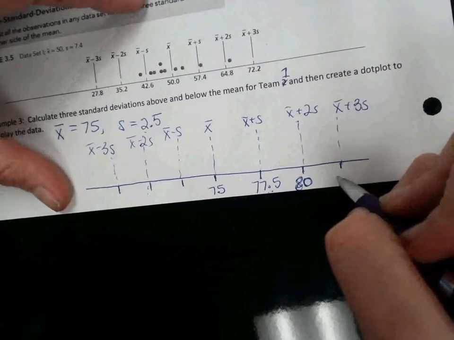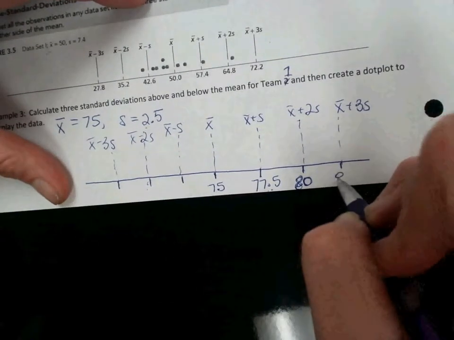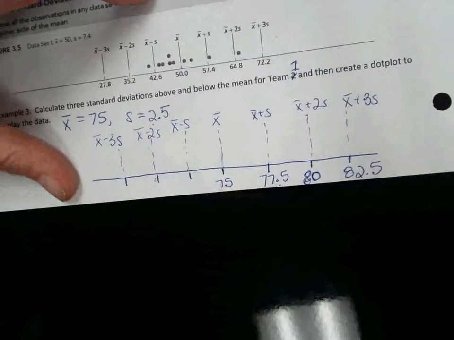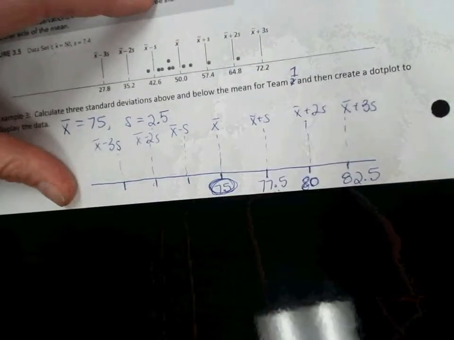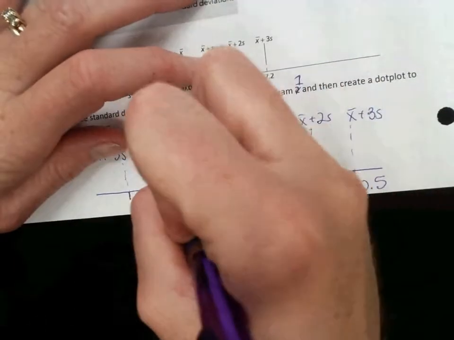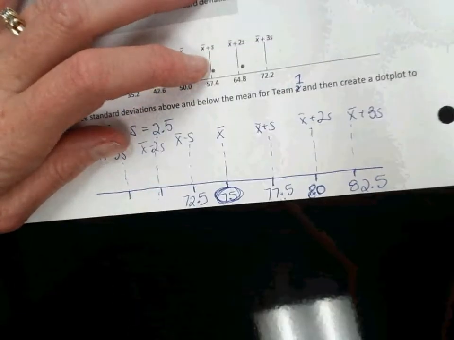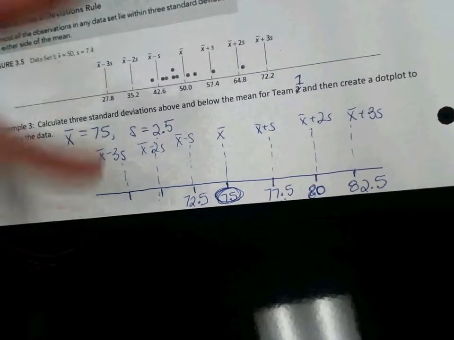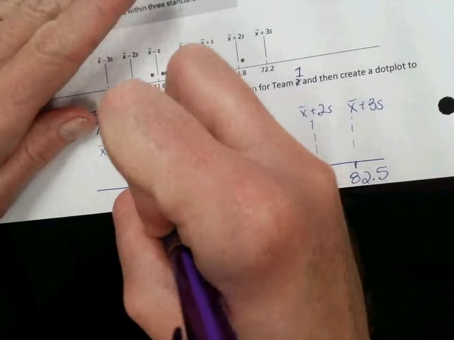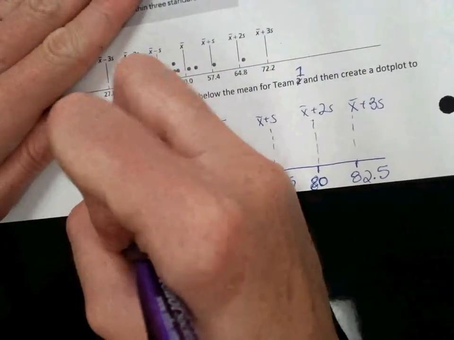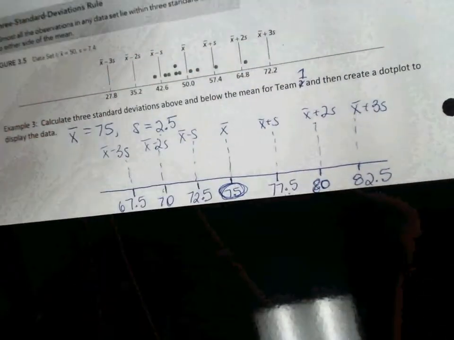And then add 2.5 again. 82.5. It all goes back to the mean, talking about everything's relationship to the mean. So 75 minus 2.5. So, good. 72.5 minus 2.5. Good.